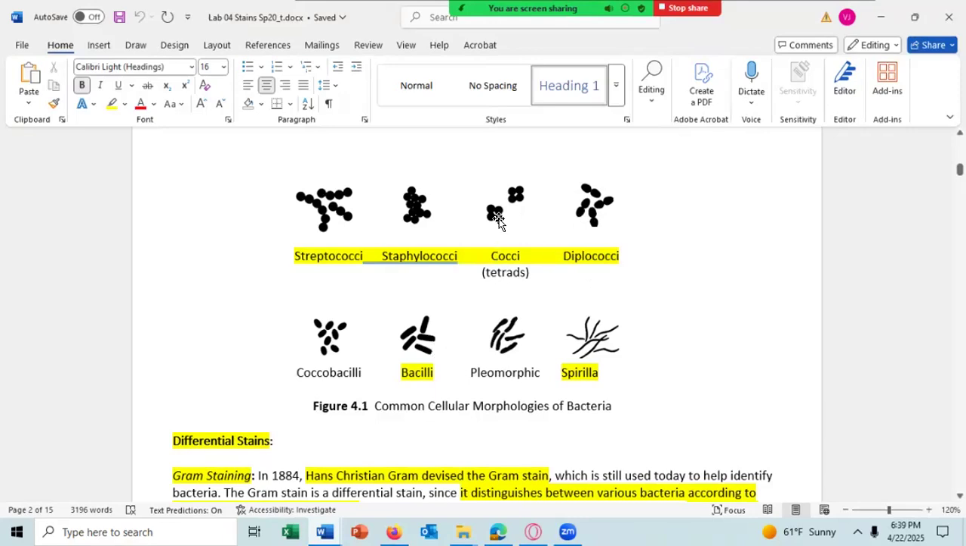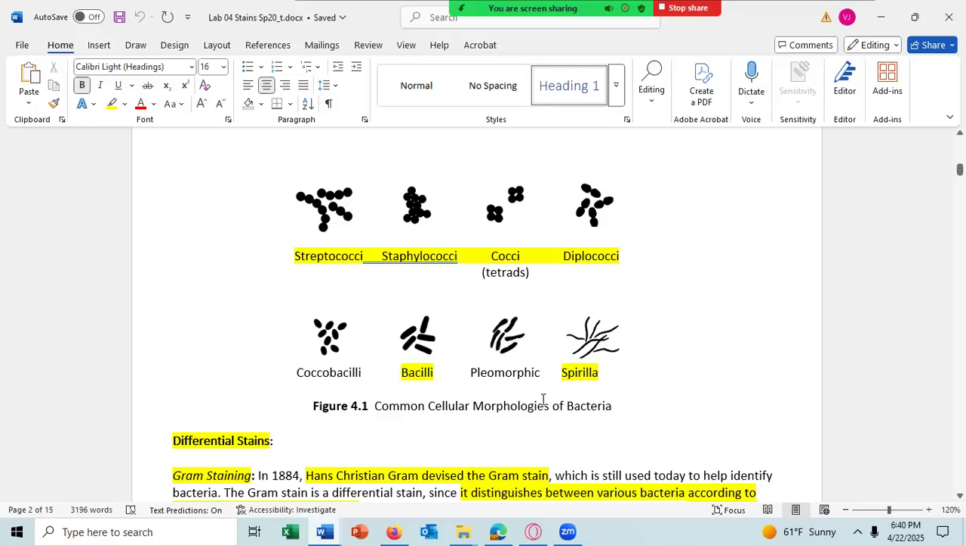Bacilli and cocci are two bacteria shapes. Coccobacilli is also a bacteria shape. Spirilla is also a bacteria shape. And then some bacteria are pleomorphic, where the shape of each individual cell will vary, and we say they're pleomorphic.